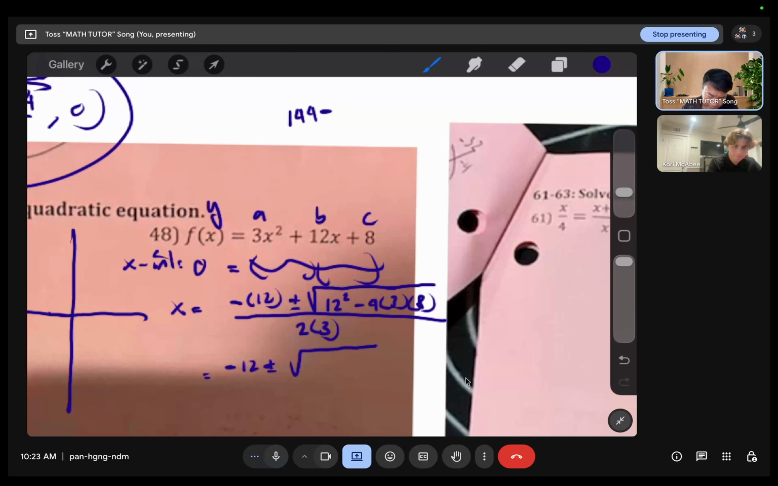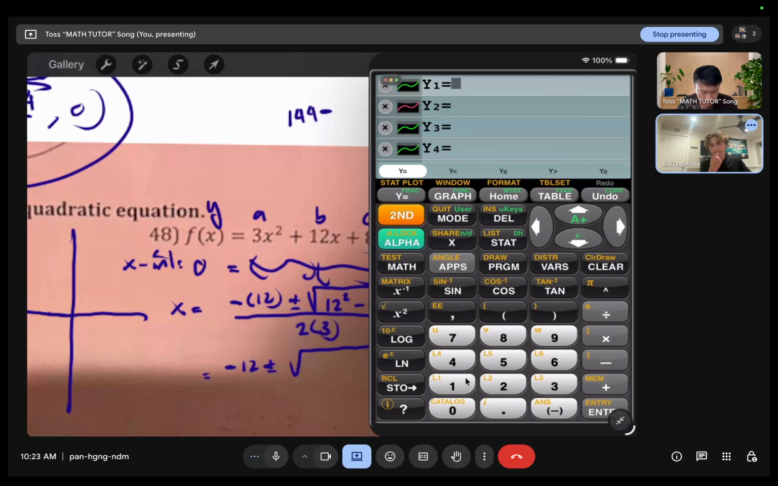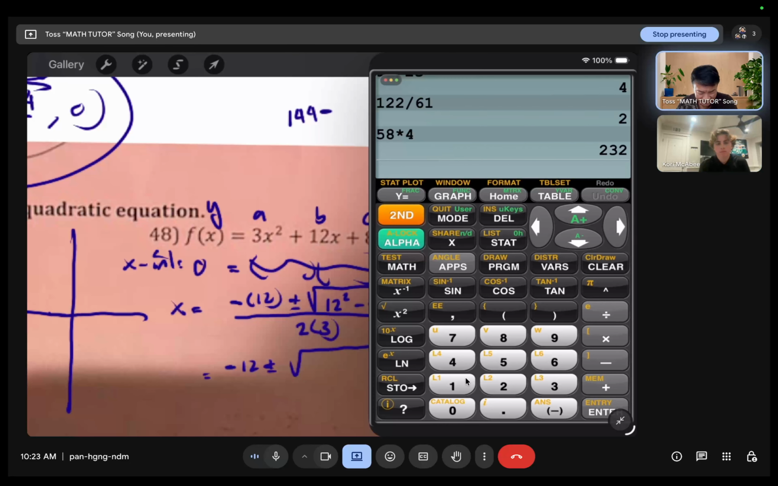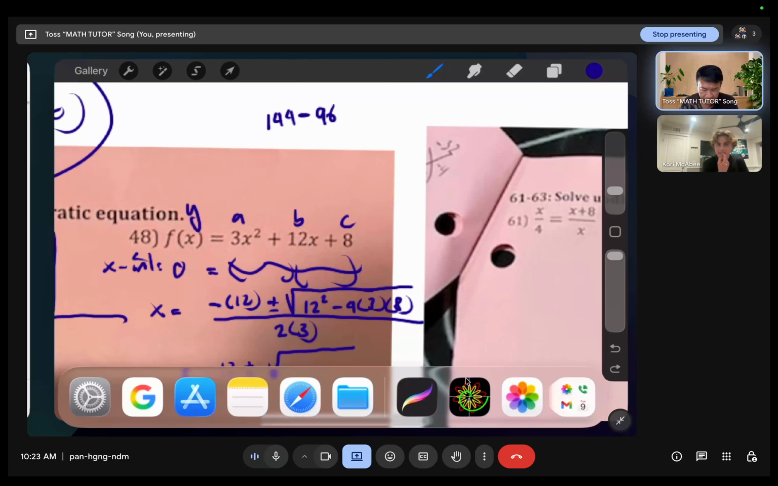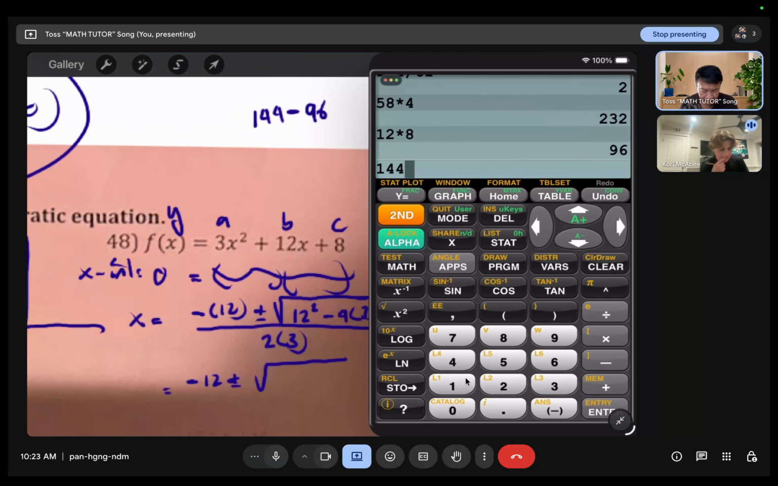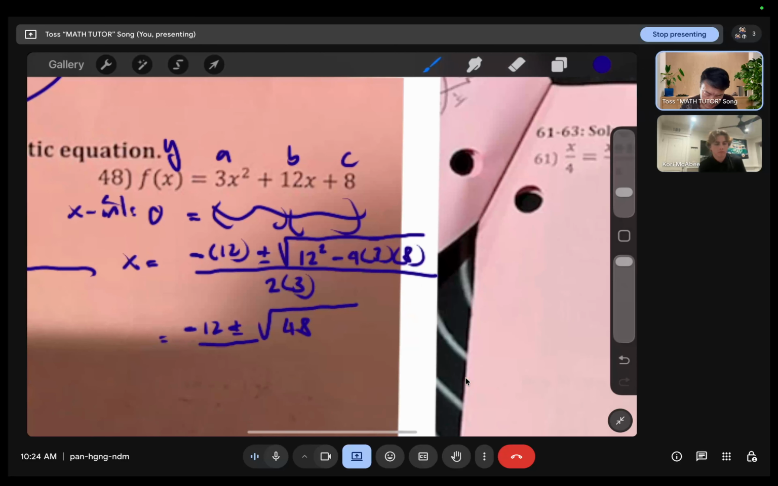144 minus, what is that? 12 times 8. All right, I'll hit in the whole thing. I do know what that is, by the way, but I'm going to make sure. 96. Yeah, there's 96. Then 144 minus 96 is 48. Okay. Your teacher doesn't have to make it all messy here, but it's fine.